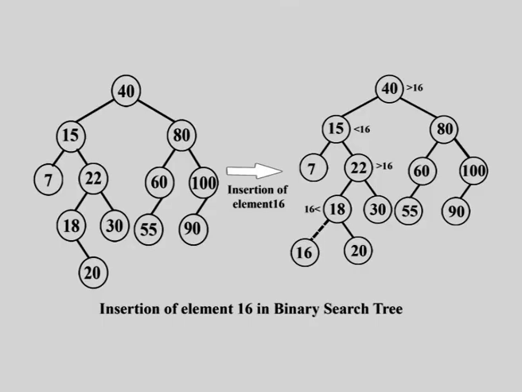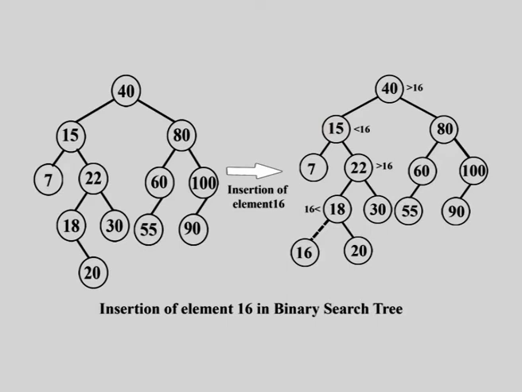Let us look at another example. Here the new element 16 is to be inserted into binary search tree. So, comparing 16 with the root element 40, we move towards left. Then comparing 16 with 15, we move towards right.